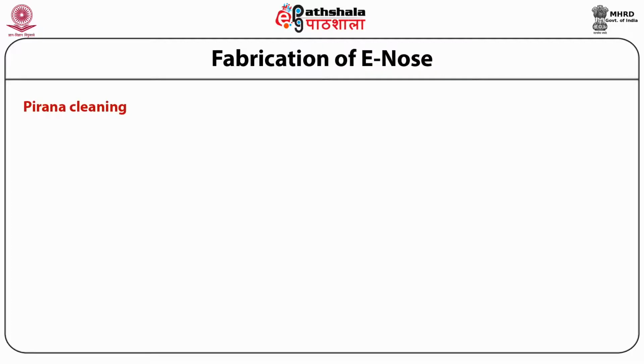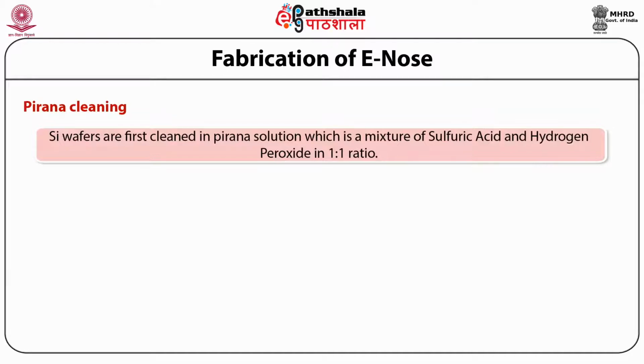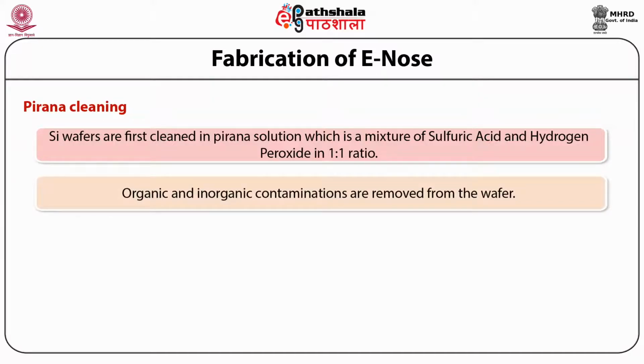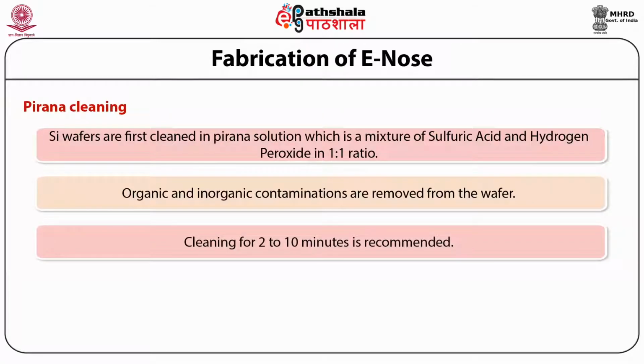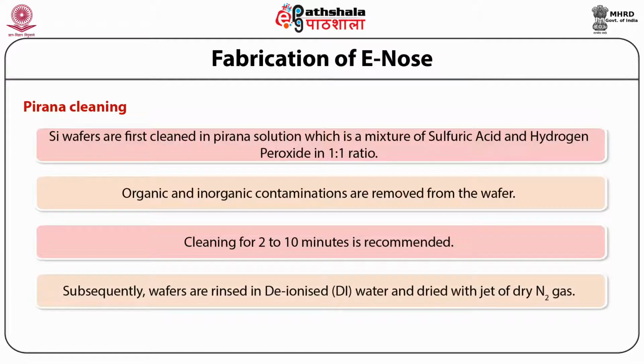Now, students, this is the first step of the cleaning of silicon wafers, where they are first cleaned in piranha solution, which is a mixture of sulfuric acid and hydrogen peroxide in a 1:1 ratio. Organic and inorganic contaminations are removed from the wafer. Cleaning for 2 to 10 minutes is recommended, and subsequently wafers are rinsed in deionized water and dried with a jet of dry nitrogen gas.